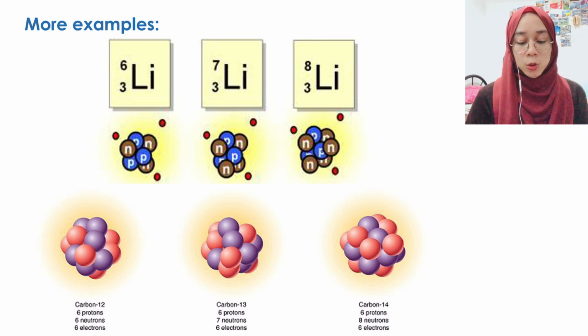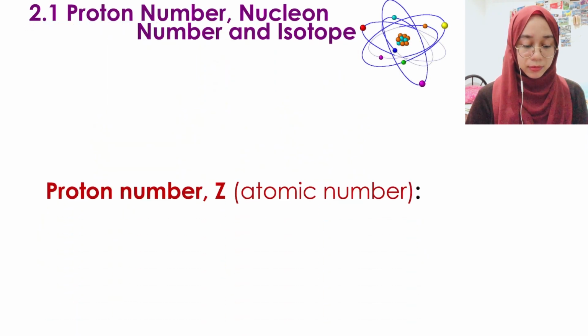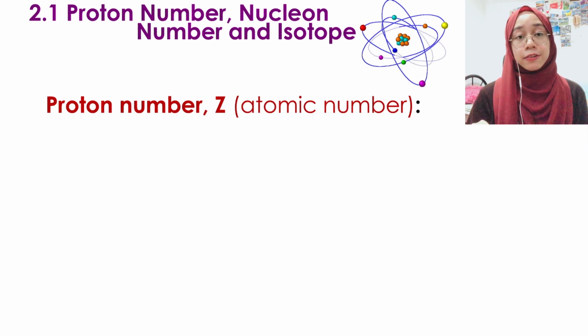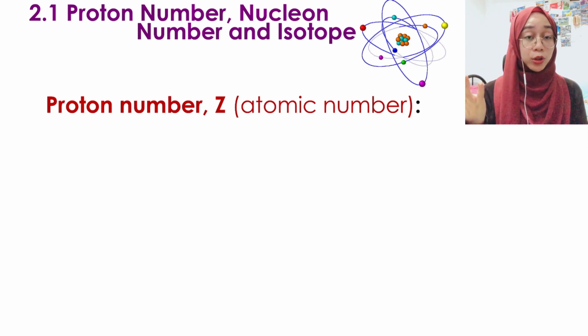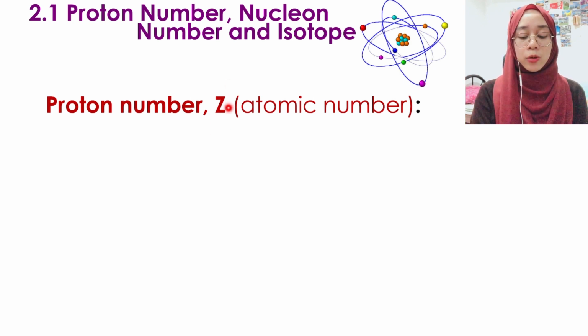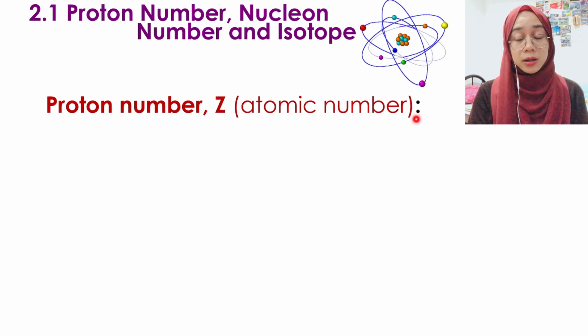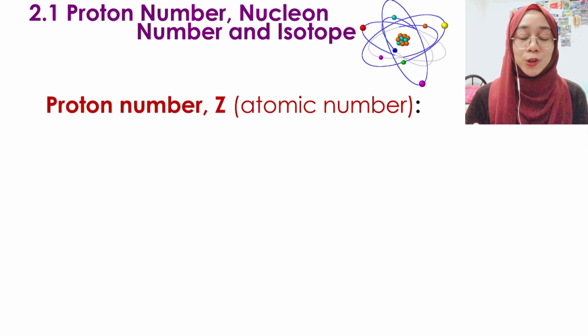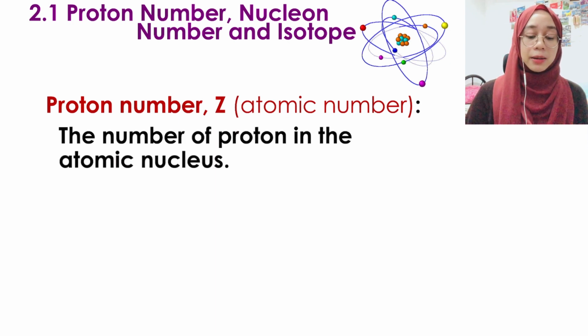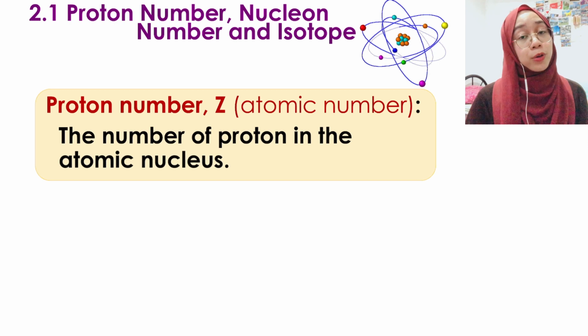Okay, so this is just for revision. Kita just nak tengok balik what is proton number. So proton number kita akan guna simbol Z. Okay, and proton number is also known as atomic number. So sometimes dalam soalan dia guna perkataan atomic number untuk merujuk kepada proton number. So be careful lah. So proton number is the number of proton in the atomic nucleus.